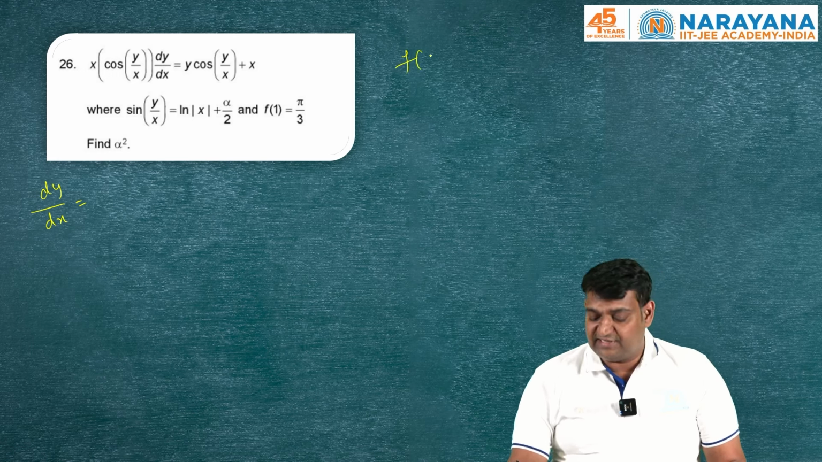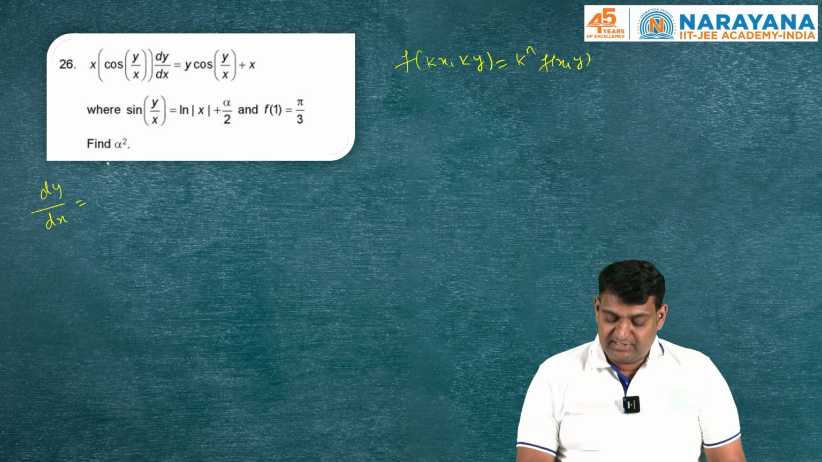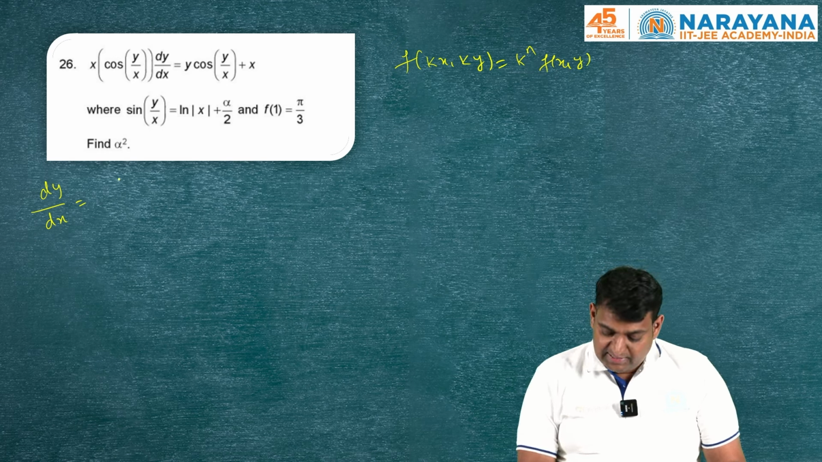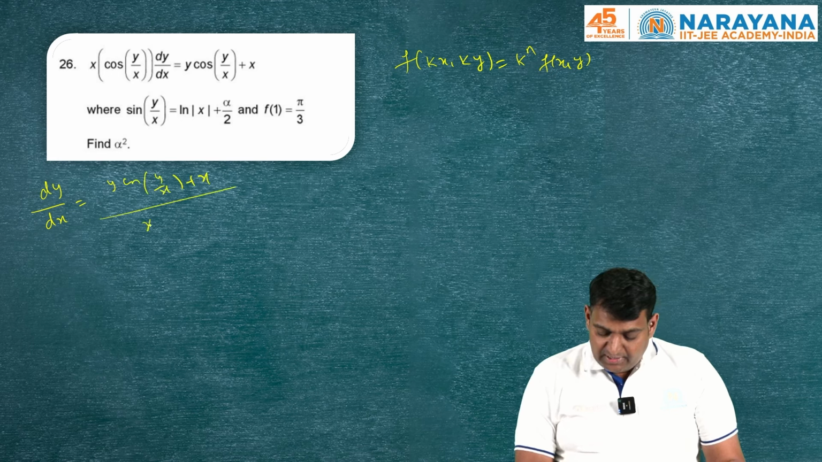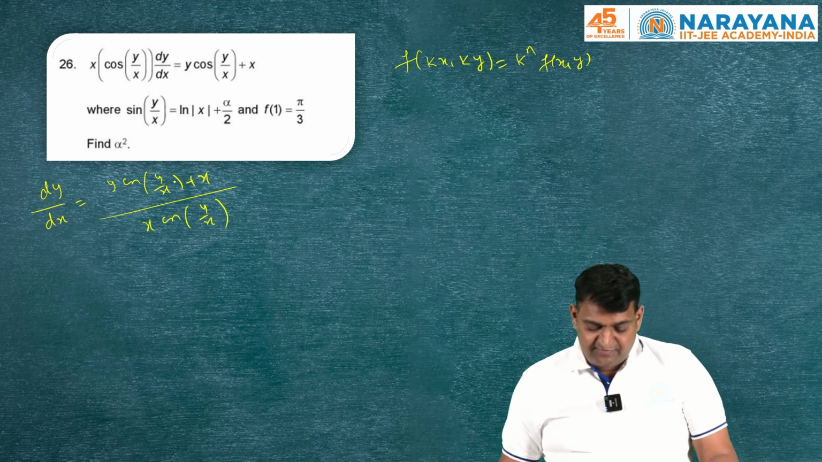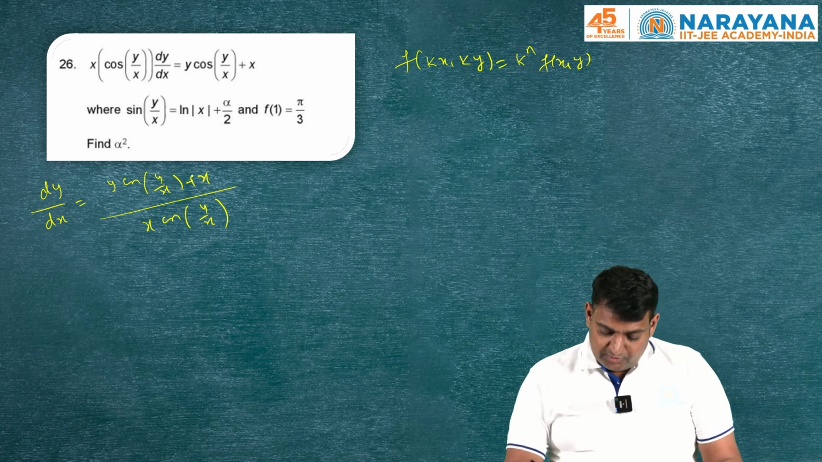An equation in x and y is homogeneous if f of kx, ky is k to the power n into f of x, y. You can just check it. The dy by dx value is what? Can I say this is y cos y by x plus x by x cos y by x? Just check it. This will satisfy. So, numerator and denominator both are homogeneous. So, this total expression is homogeneous.